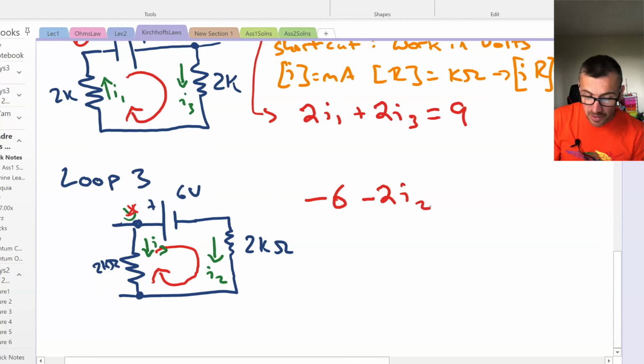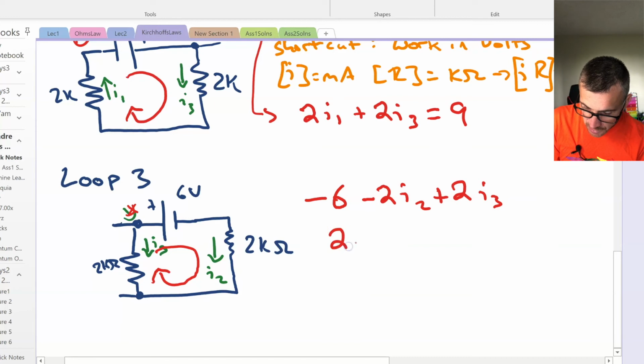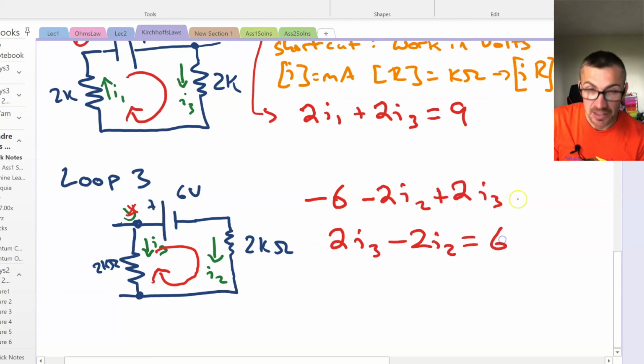But now we're going the opposite way across the current. The voltage is higher at the top than it is at the bottom, and we're going to get a plus 2 kilo ohms times I3. And this tells us now 2I3 minus 2I2 is equal to 6, because, as I forgot to write, this whole thing is equal to 0. That's Kirchhoff's voltage law.